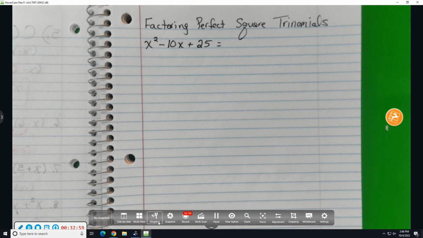It's been a while since I've factored in here in class, or you either, right? But maybe you've been factoring on your homework, okay.